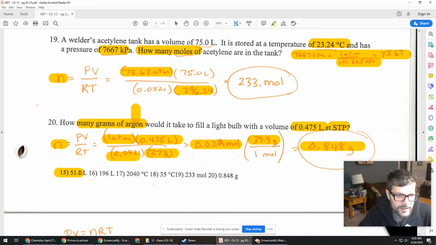Of course, as I mentioned previously, all the answers are at the bottom of the page, so you can see how you've done there. But that should be everything you need for pages, I think, 22 and 23. Let me know if you have any questions.